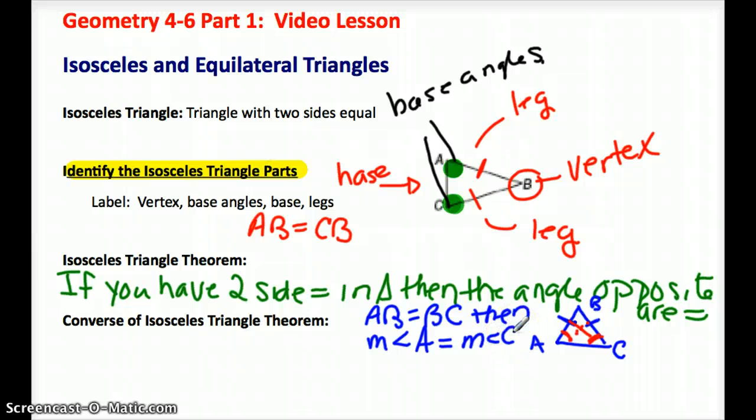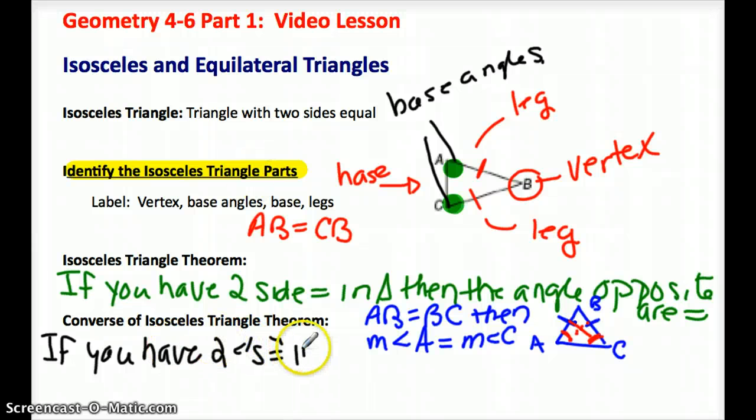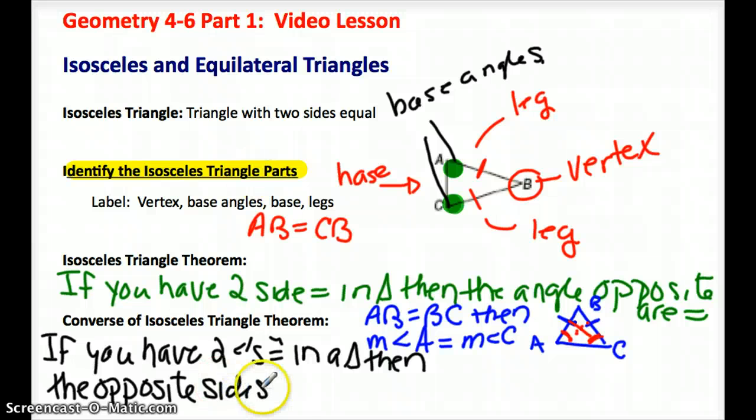angle C. The converse of the isosceles triangle theorem says, well, converse is opposite, so I'm just doing the opposite now. So if you have two angles congruent in a triangle, then the opposite sides are equal. So let me draw that.